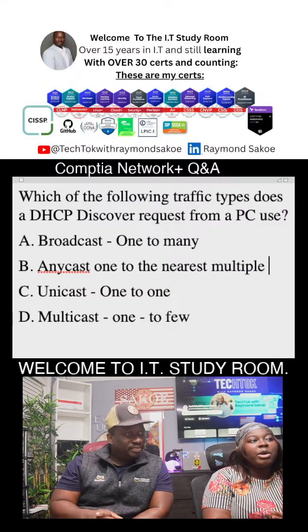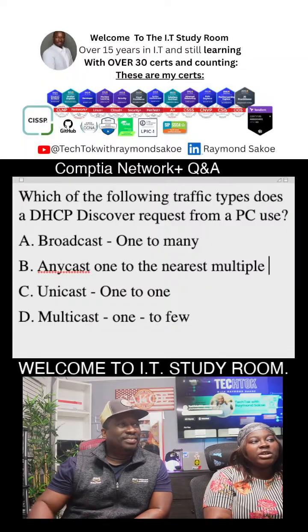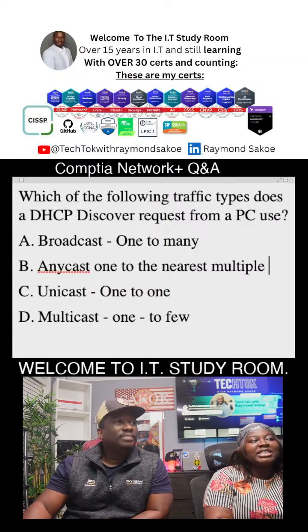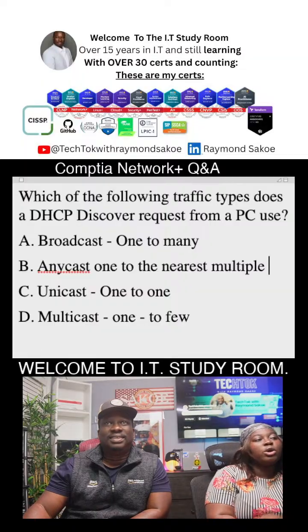Zania says the way I remember multicast is it's like a TV channel. One broadcast, many people watching the same show. Oh, that's a good one.